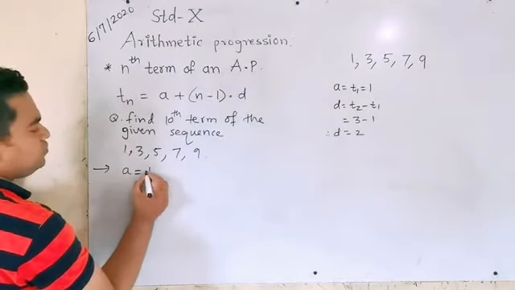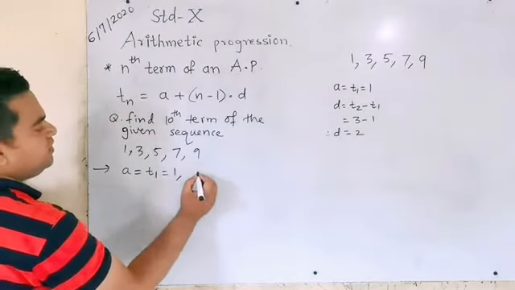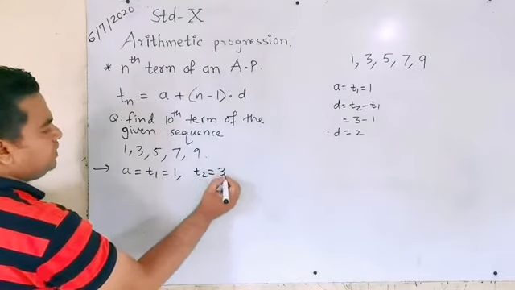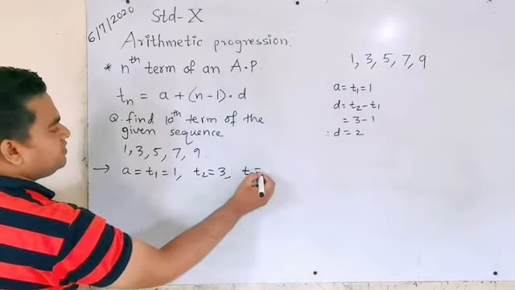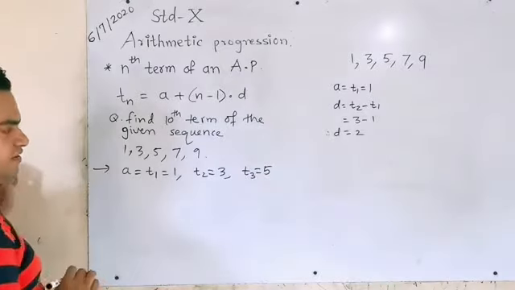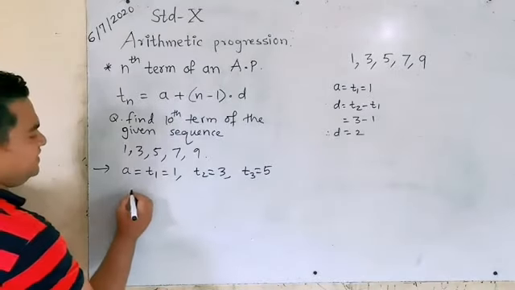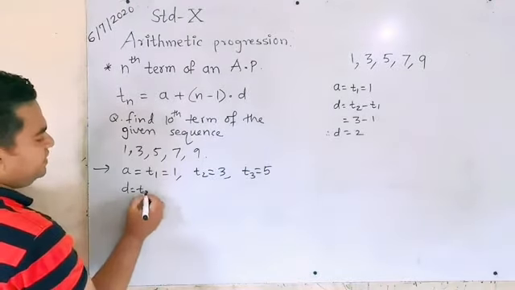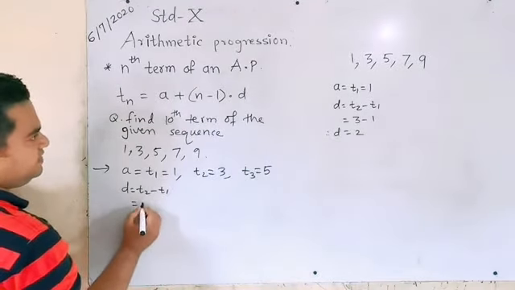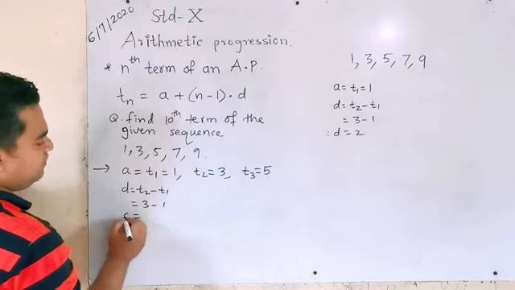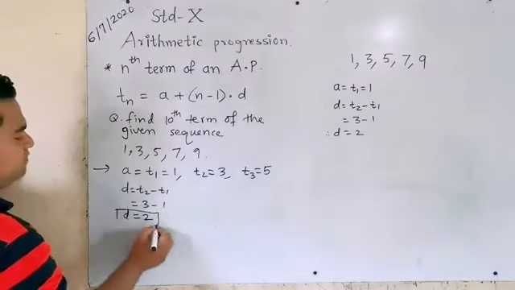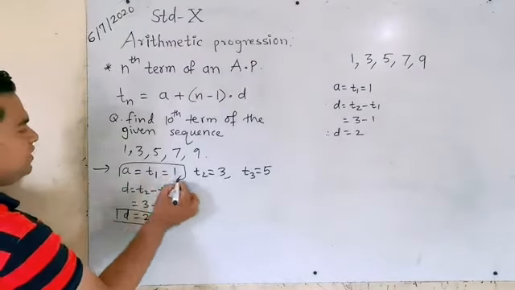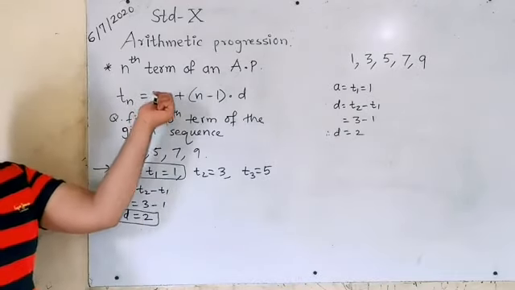A, which is equals to T1, is equals to 1, T2 is equals to 3, T3 is equals to 5. Like this you will write further also, and then you have to write D. And D I have already solved here. So how to find D? T2 minus T1, that is 3 minus 1. So D value will be 2.